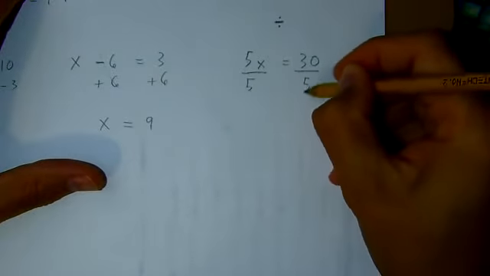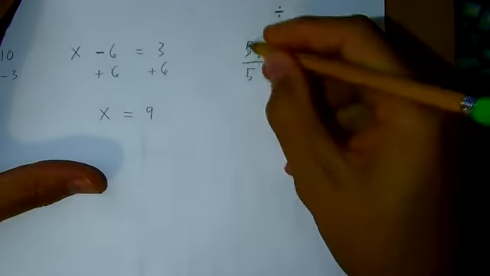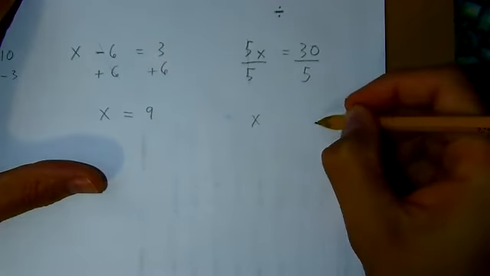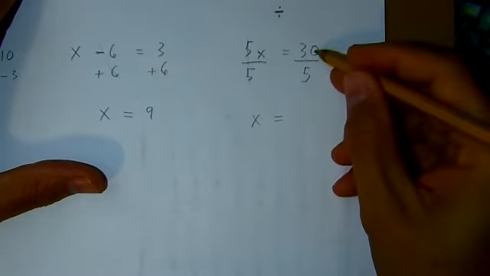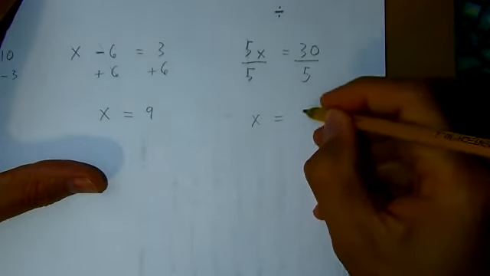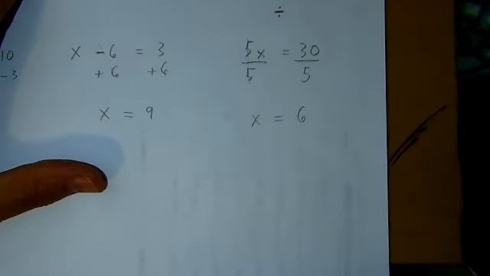Copy that exact same step to the other side. So those go away. You're just left with x. Bring down your equals. Do your division. And your answer is 6.